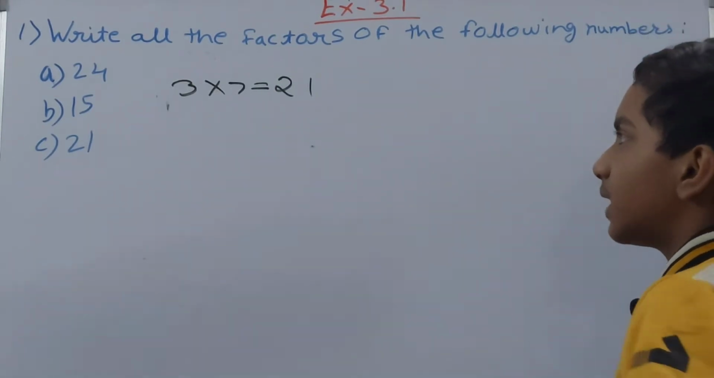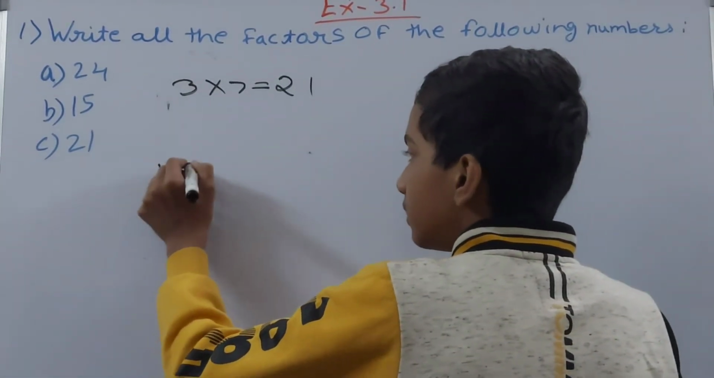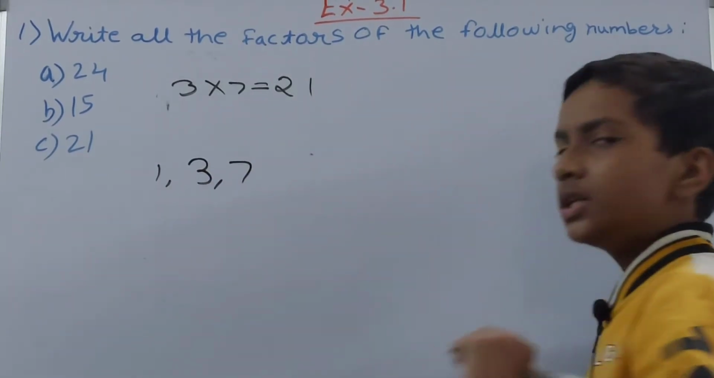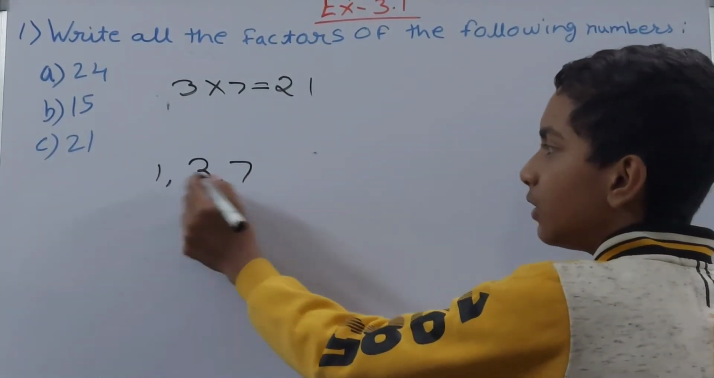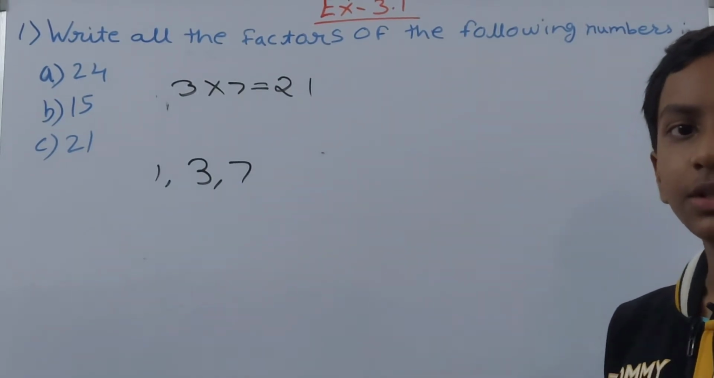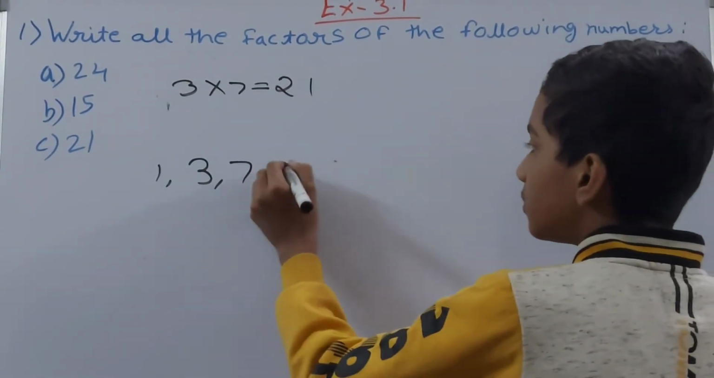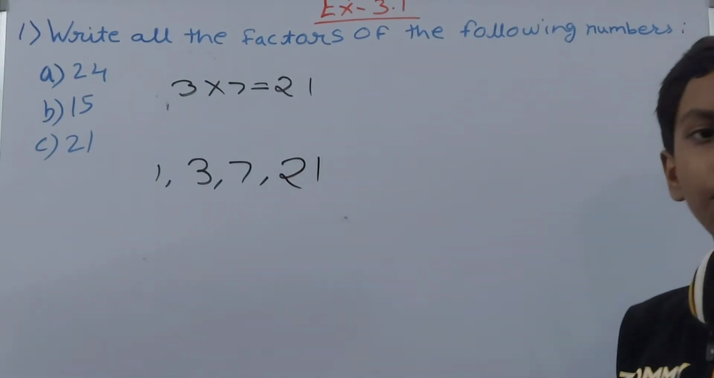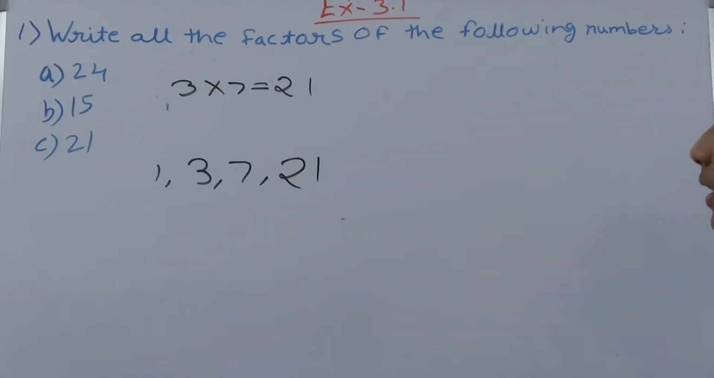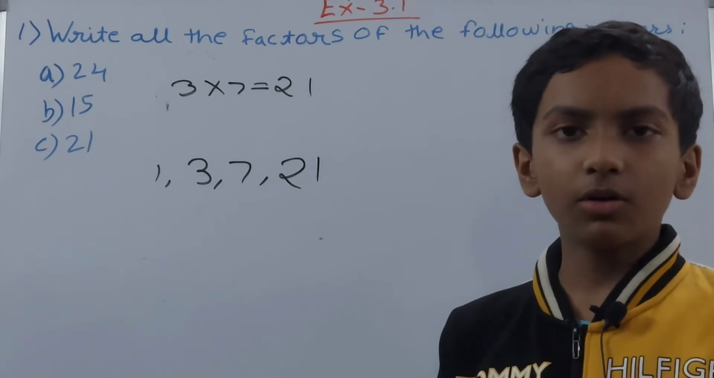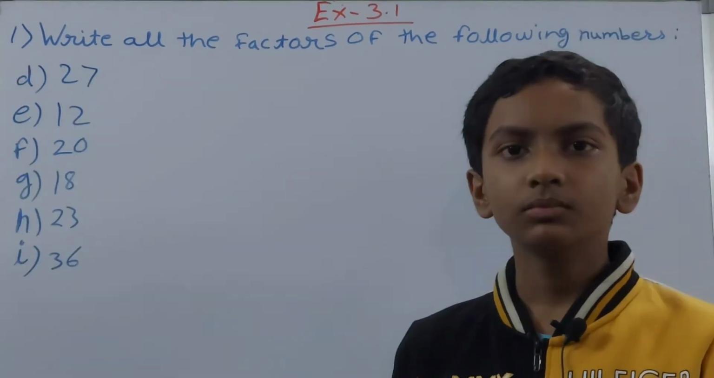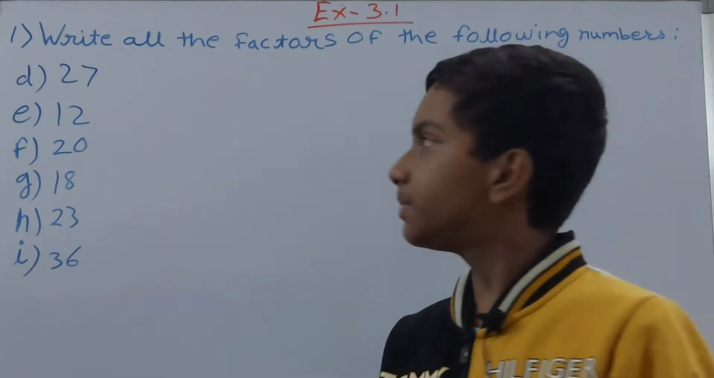So, that means we can say that 1, 3 and 7 are the factors? No, we will put 21 here as well, because 1 into 21 will be 21. So the second number will also be a factor. So 21 is also a factor of what? 21 itself. So you can also keep one thing in mind, that the number itself is a factor of that number. Now we will solve the next part.